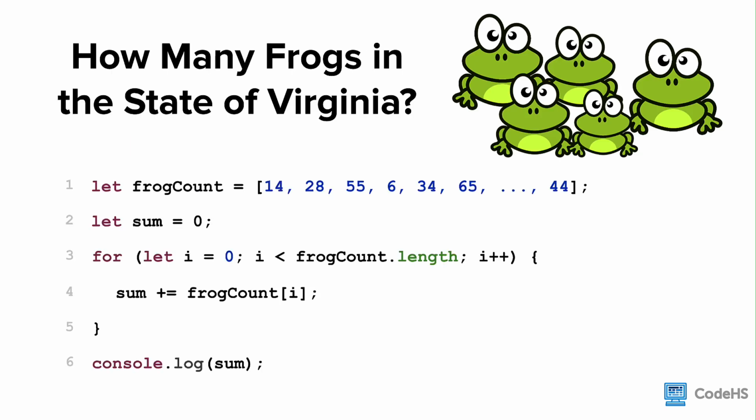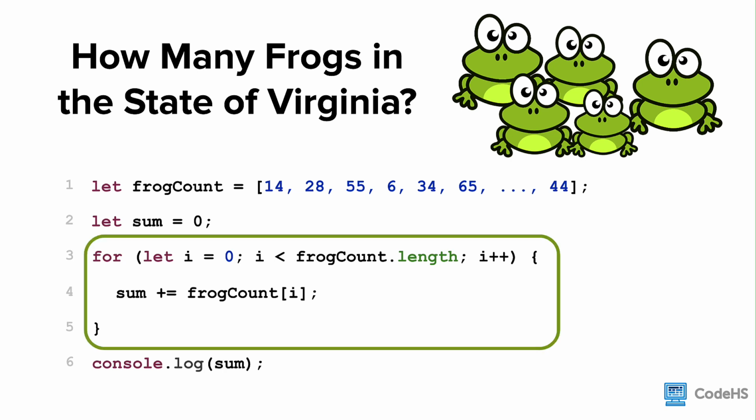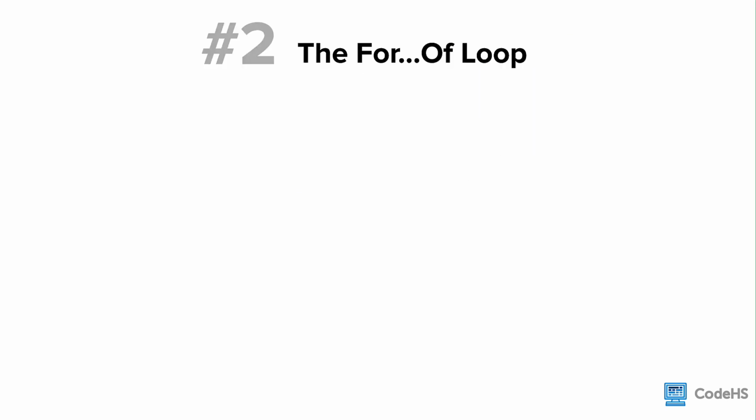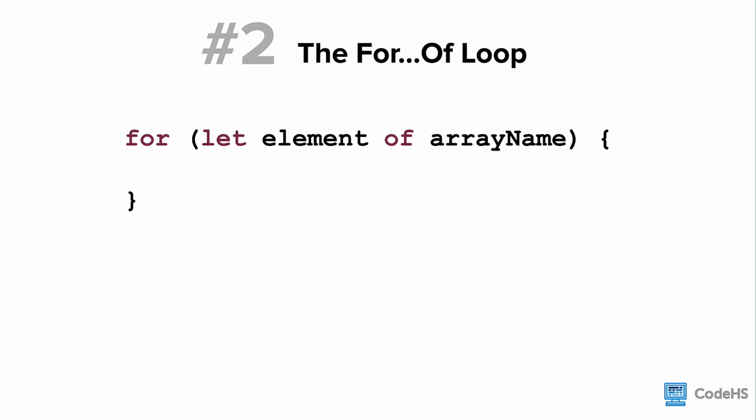Looking back at our original frog count example, this loop is summing up all the values in the array and printing the result. Pretty easy. The second type of for loop that helps us iterate through an array is even simpler. It's called the for of loop and looks like this.